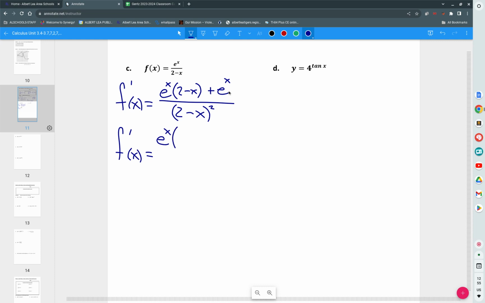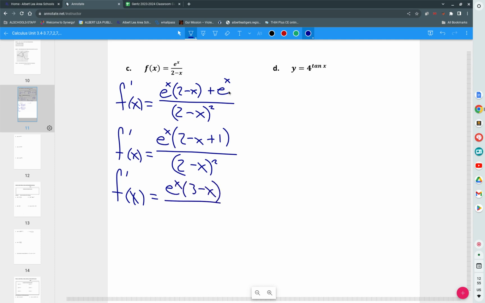Okay, so we're going to factor out an e to the x. What are you left with in the top? 2 minus x plus 1 over 2 minus x quantity squared. So if on the test I said to write it in factored form, I would be expecting this to look like e to the x times 3 minus x over 2 minus x quantity squared. Just combine like terms on the top. 2 and 1 makes 3.